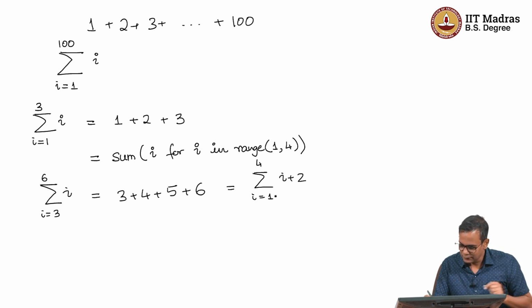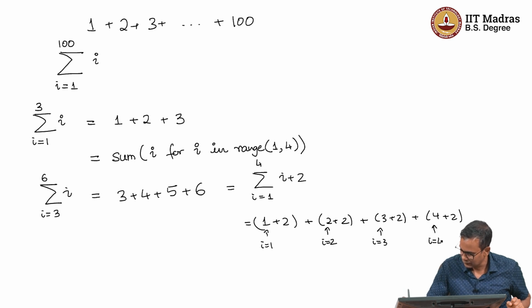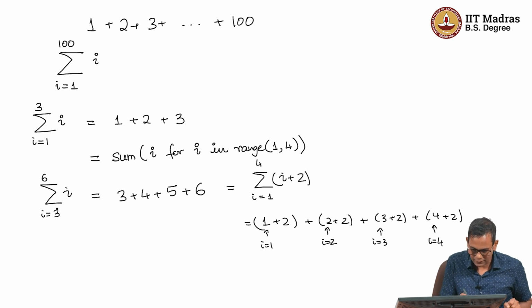See, because here if I put i equals 1, then this is 1 plus 2, then I put i equals 2, that is 2 plus 2, then 3 plus 2, then 4 plus 2. This term here is i equals 1, this term here is i equals 2, this is i equals 3, this is i equals 4. Okay, so I can vary the range of the index, and I can also put different expressions in front of the sigma.